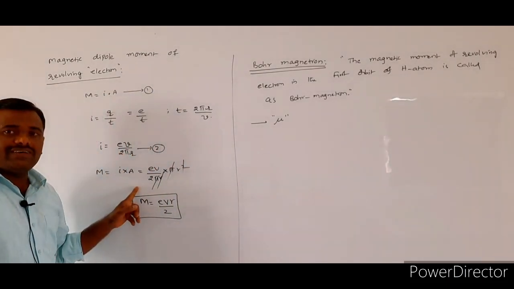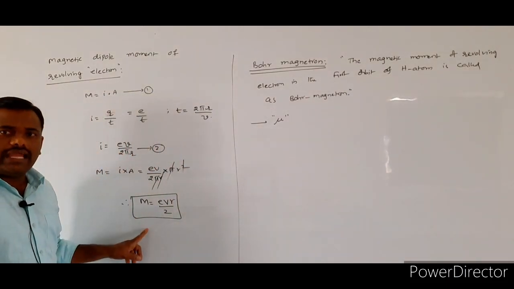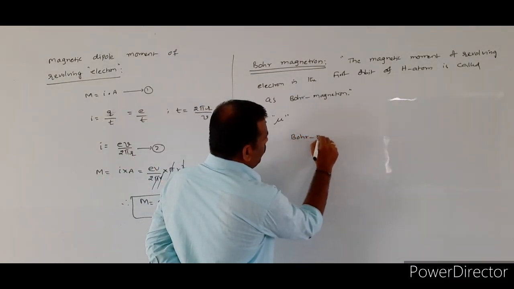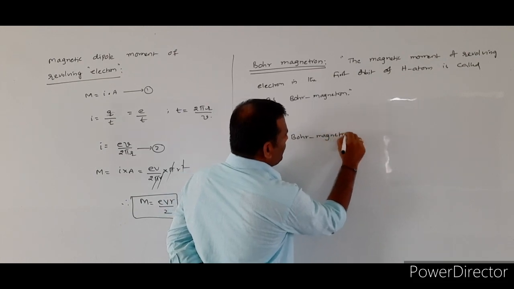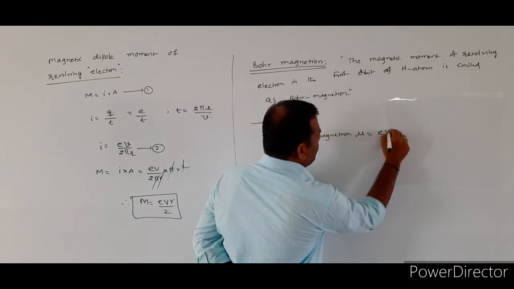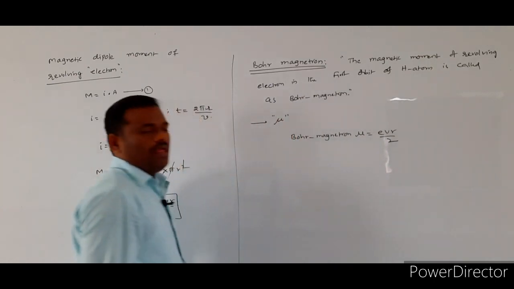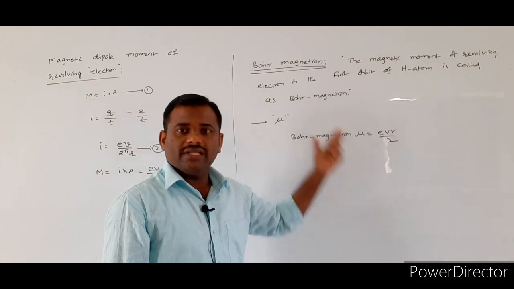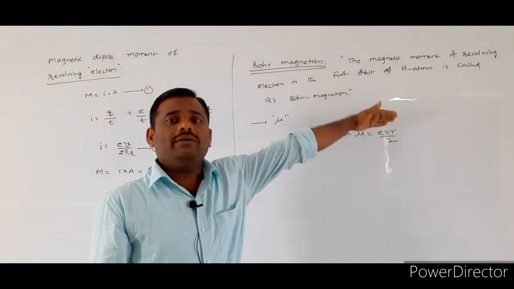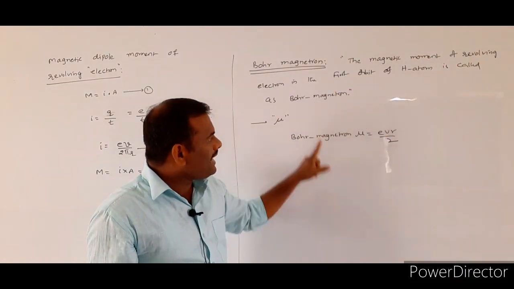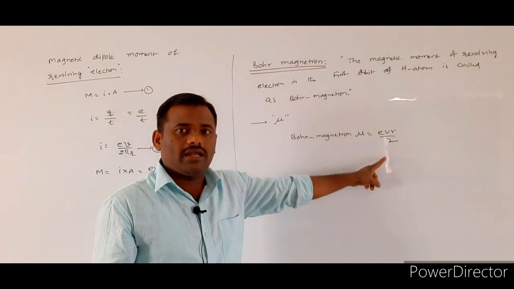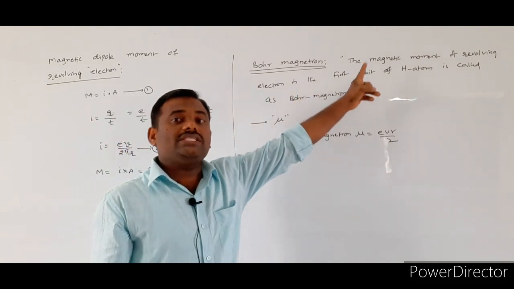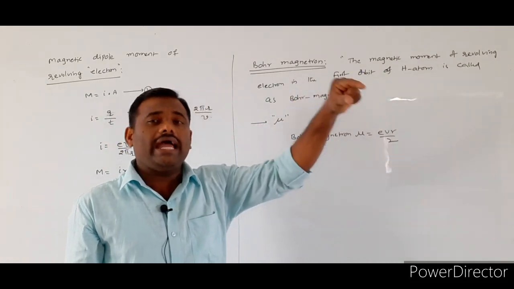The formula for the magnetic momentum of the revolving electron we already derived. So I will write Bohr magnetron mu is equal to EVR by 2. We just changed the symbol only. It is also giving the magnetic momentum of the electron only. But it is revolving in which orbit? The first orbit of the hydrogen atom.